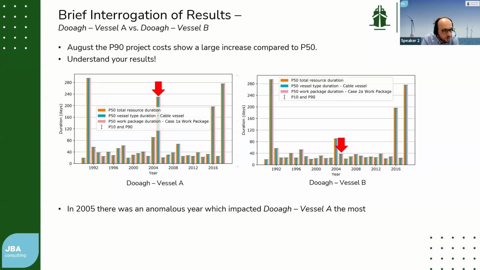But what we found here was when we looked into the year-by-year simulations that were conducted in 2005 for vessel A, we could see that our installation duration was a lot higher, and that's shown here with this red arrow. We're up at the sort of 230 days, but for vessel B, it was a lot lower for the same year. So this is running all the same weather, and the only difference here would have been the weather limits for that vessel. And so we can see here that there's one anomalous year where we're really seeing the difference in those durations.